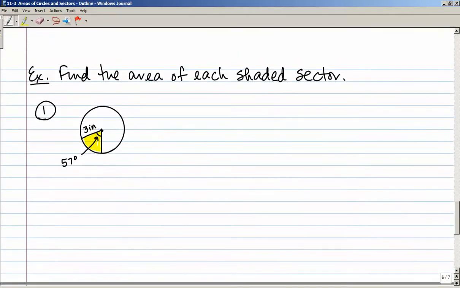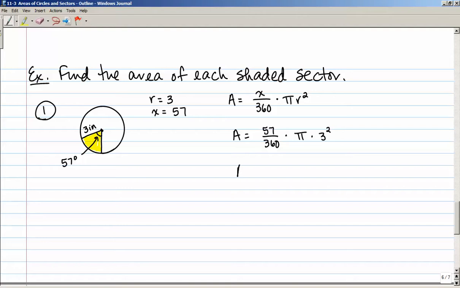So here's a couple examples. Find the area of each shaded sector. So here I have a circle that has a radius of 3, and my central angle is 57 degrees. So using the formula for that, area equals x over 360 times pi r squared. Let's plug in what we know. Area is 57 degrees over 360 times pi times 3 squared. And plugging that all into my calculator, I get that the area is approximately equal to 4.5 square inches.